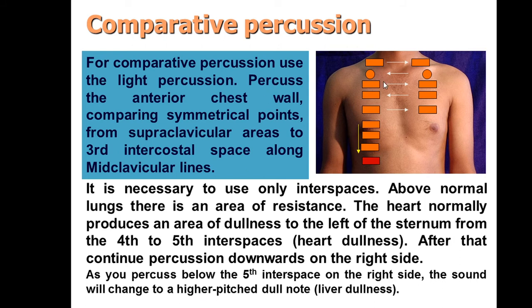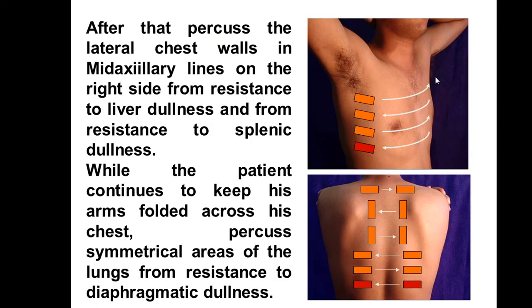For percussion, it's necessary to use only the intercostal spaces, and you should always start from the supraclavicular fossae. Also, you should know that the intercostal space which is located just under the clavicles we call the first intercostal space. After comparing on the anterior part, you should go to compare the lateral part, space by space, and then the posterior part.